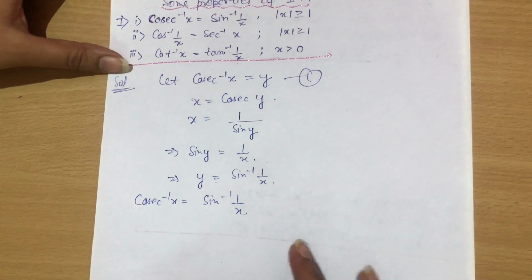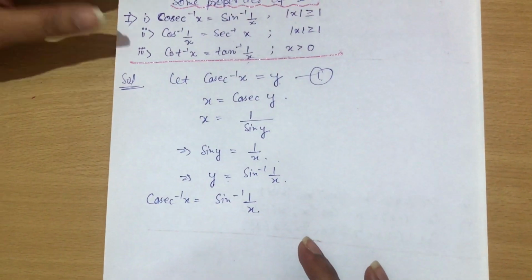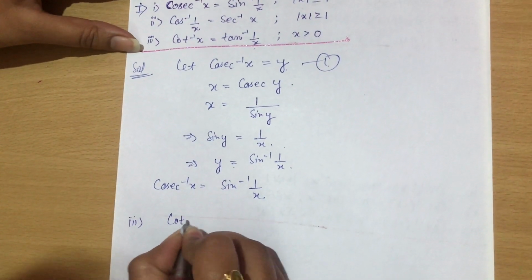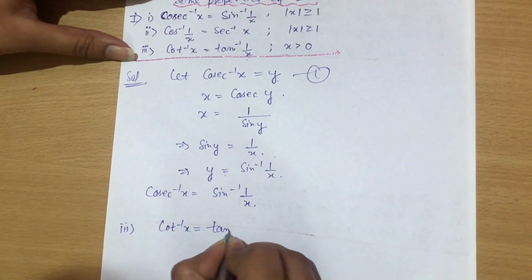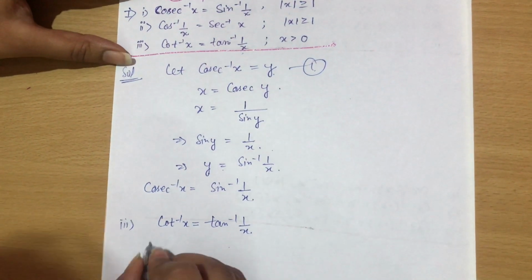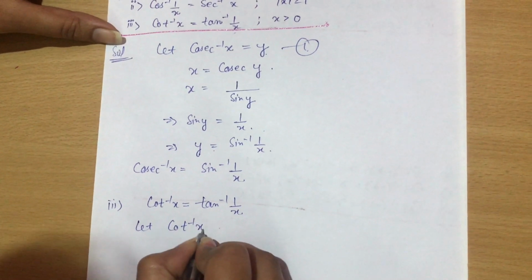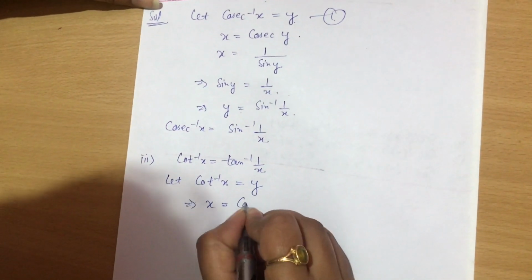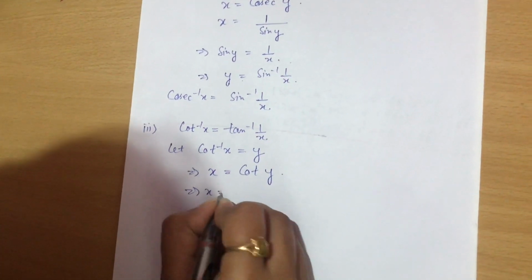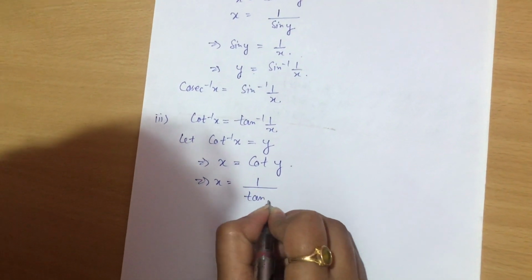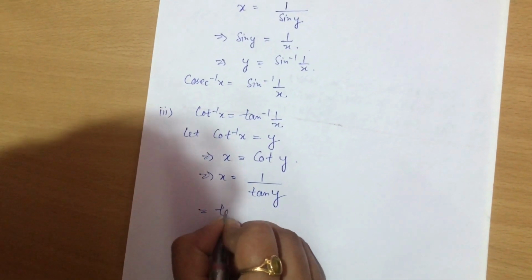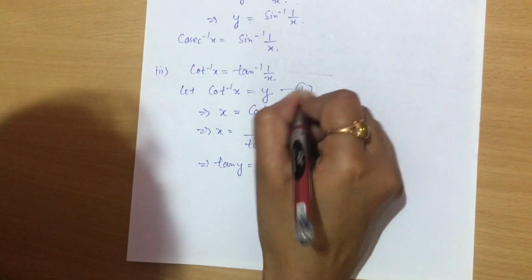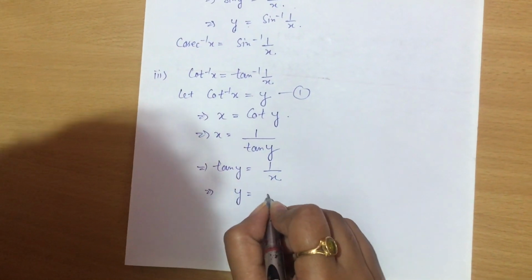Okay, so by this method you can prove the other two properties also. For example, if I prove property number three, it says cot inverse of x is equal to tan inverse of 1 upon x. Again, let cot inverse of x equal y. So you can write x equals cot of y. And you all know what cot is: the reciprocal of tan. You can also write tan of y is equal to 1 upon x. So again you have to find the value of y from here. So y is equal to what?